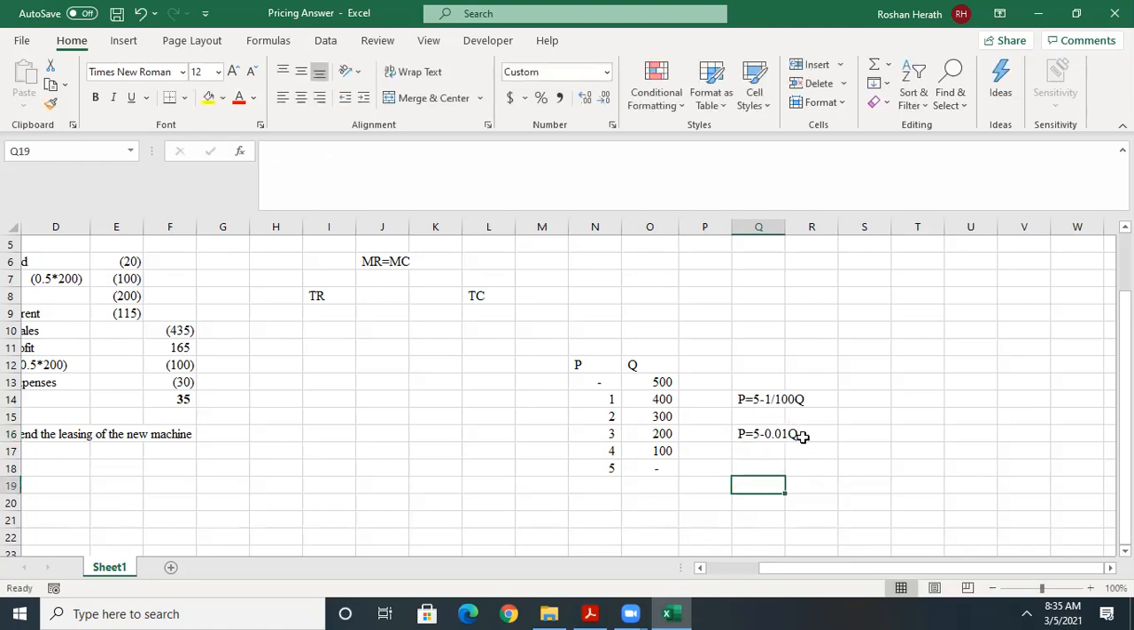Now let's see whether it's fine. If you apply quantity 0, price comes as 5. If you apply quantity as 100, price comes as 4. Okay, fine. So this is the demand function. The demand function we have taken, right? It's price equals 5 minus 0.01 Q.